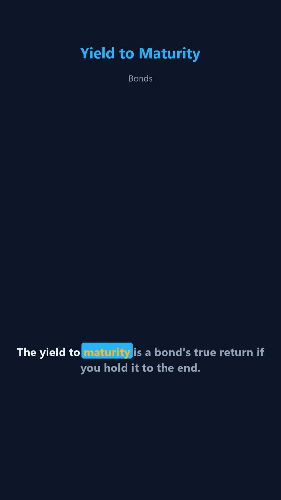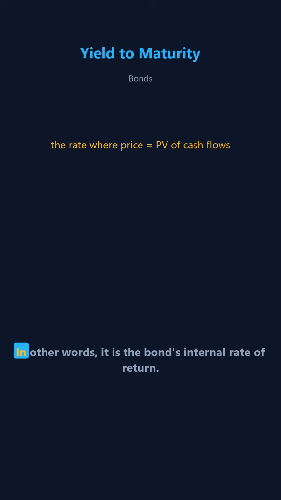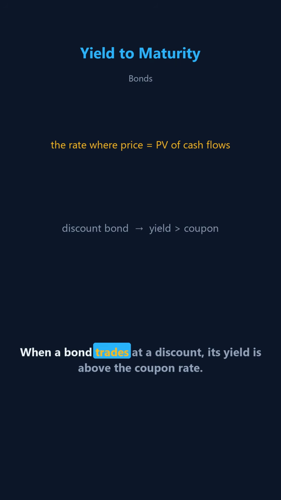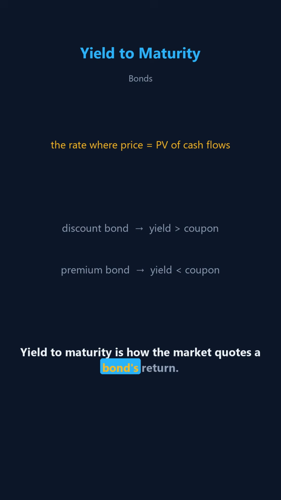The yield to maturity is a bond's true return if you hold it to the end. It is the single rate that makes the price equal the present value of all cash flows. In other words, it is the bond's internal rate of return. When a bond trades at a discount, its yield is above the coupon rate. When it trades at a premium, its yield is below the coupon rate. Yield to maturity is how the market quotes a bond's return.